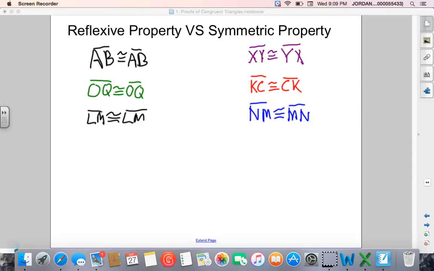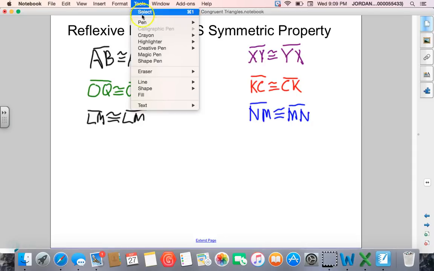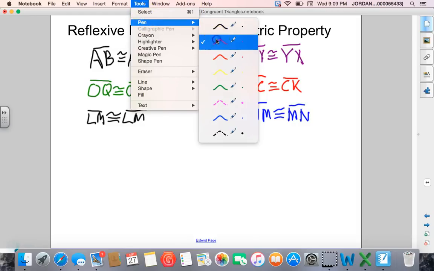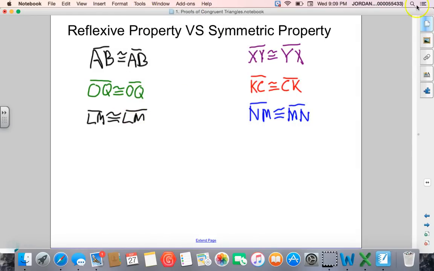All right, so hopefully this is what you guys got. Hopefully you saw that these three were reflexive and that these three over here were symmetric because the letters switched places.